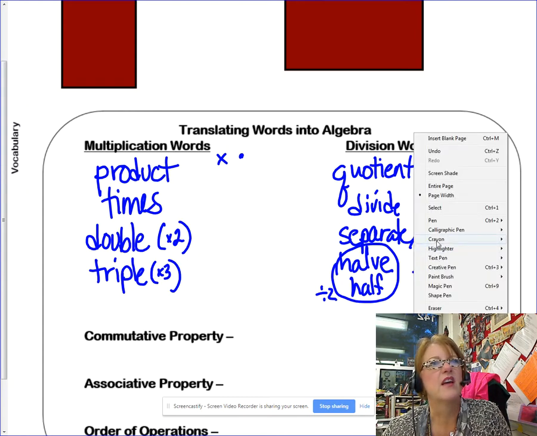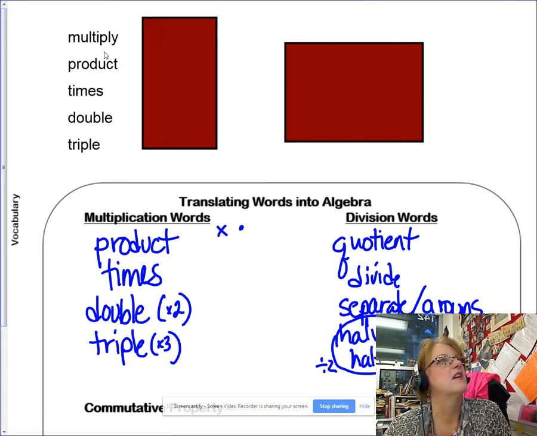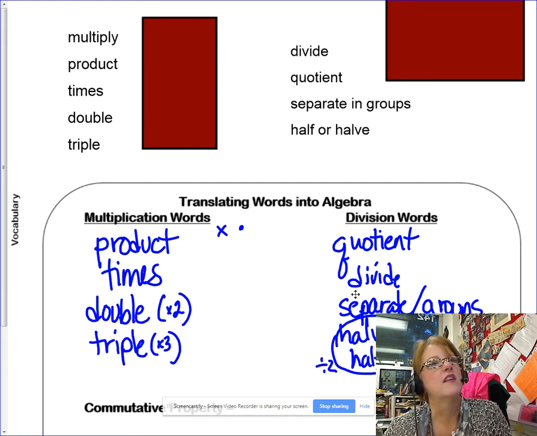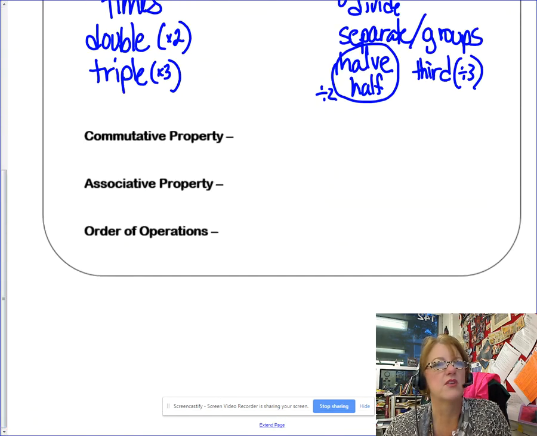I'm wondering what else was in this list. Multiply, product. I didn't put multiply in there, so you can add that one. For division words: divide, quotient, separate, in groups, halve or half. Watch for those words as you read through your problems today and make sure that you are using the correct operation.